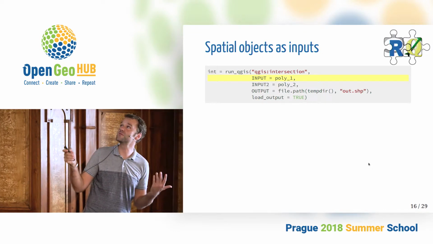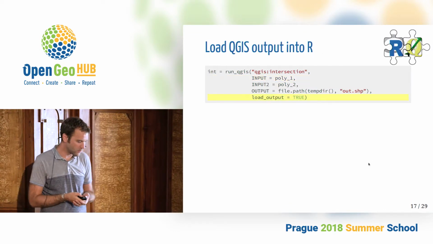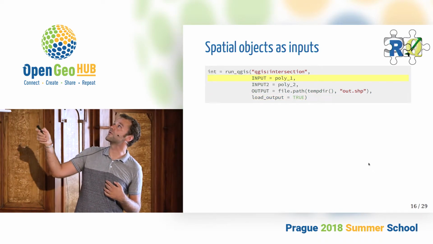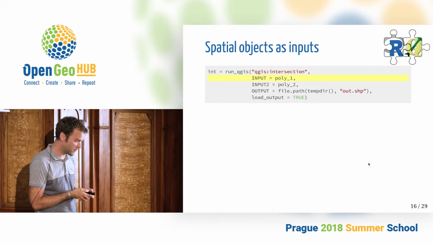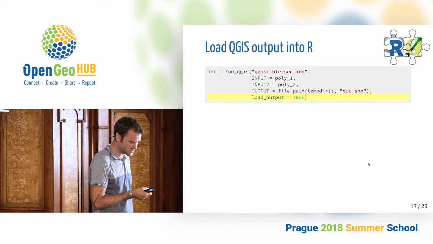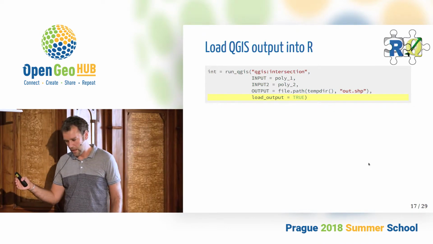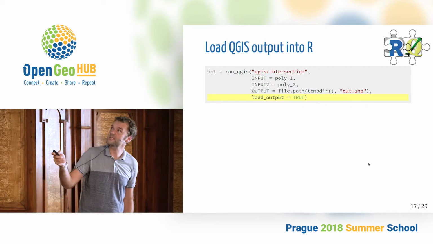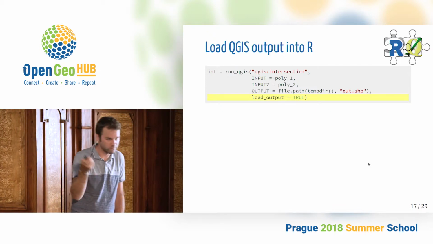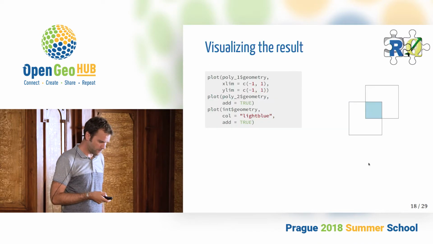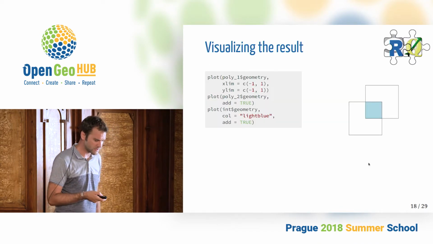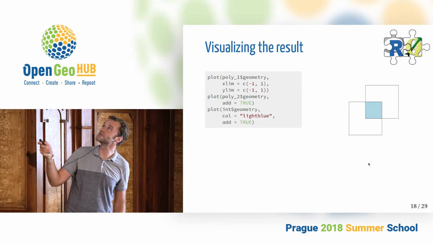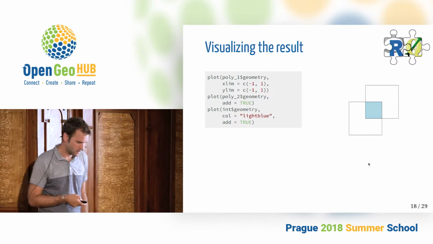Then we have input 2, this is our polygon 2, and we also specify the output path here, so we would like to write the output to a file named out.shp. And if we also say load_output equals TRUE, then the QGIS output will automatically be loaded back into R. And I save it in an object named int, short for intersection. Okay, and this is the result. So I plot the two polygons, and then finally I also plot int, and this is our intersection.